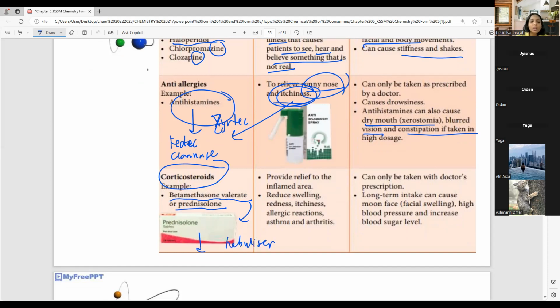So I know this because my children sometimes have wheezing and they cannot breathe properly. The teacher has to give them prednisolone.